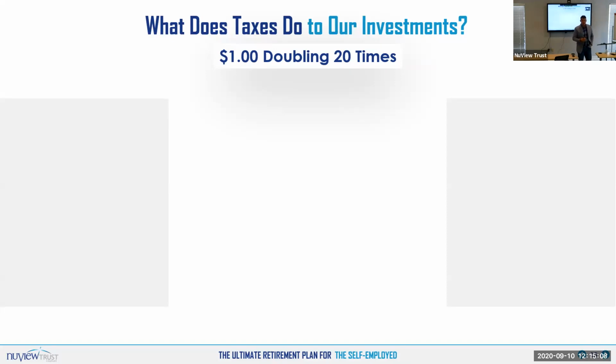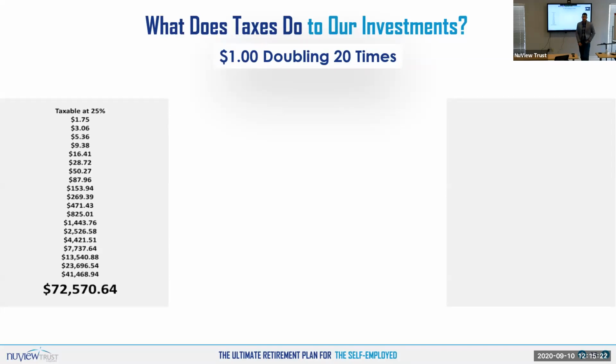So 20 years from now, the guy or girl that did that in their taxable account is going to be sitting around a table with some friends and say, 20 years ago, I took $1 and I doubled it every year, and it's now worth about $72,000. Now, everyone at that table is going to go, holy cow, you turned $1 into $72,000. That's incredible. Sounds like a fantastic deal. And it is.